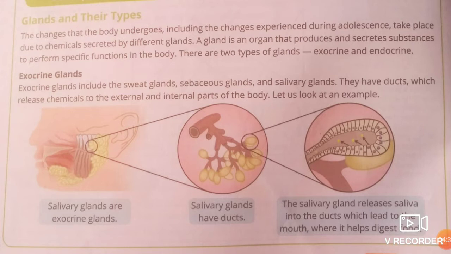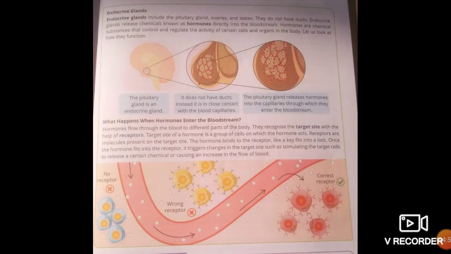So what is the basic difference between endocrine and exocrine? Let's see. Exocrine glands include the sweat glands, sebaceous glands, and salivary glands. They have ducts which release chemicals to the external and internal parts of the body. So these are exocrine glands. They have ducts.